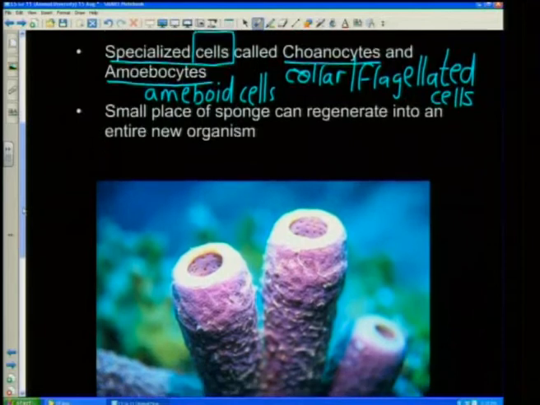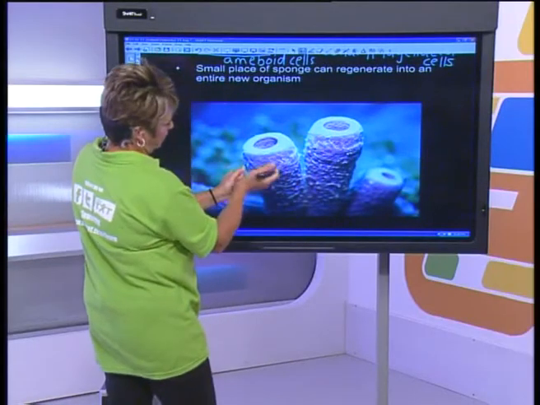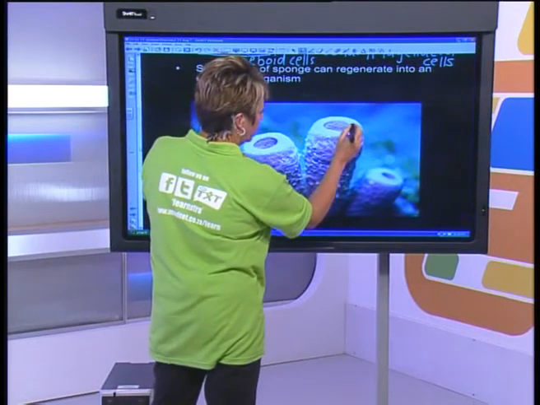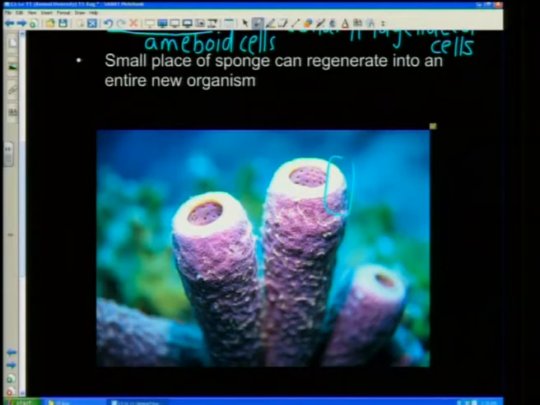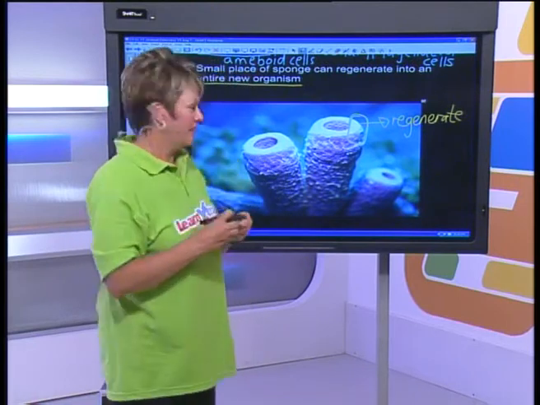Now, something interesting about these sponges is how they can reproduce. Let's say there's an example of a sponge. You can see all those little pores there. Let's say a small piece of sponge breaks off, consisting of various types of cells. Now this little piece can regenerate, and it can grow into an entire new organism. That makes them very successful. They grow very, very quickly and rapidly inside the ocean by regeneration.